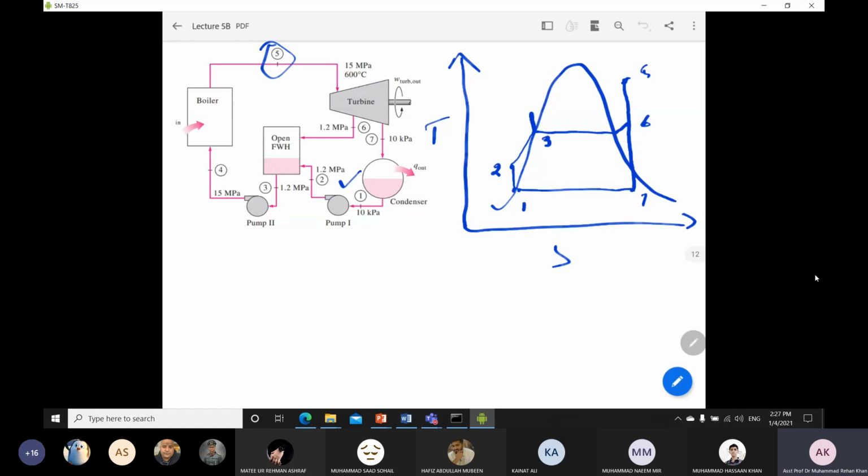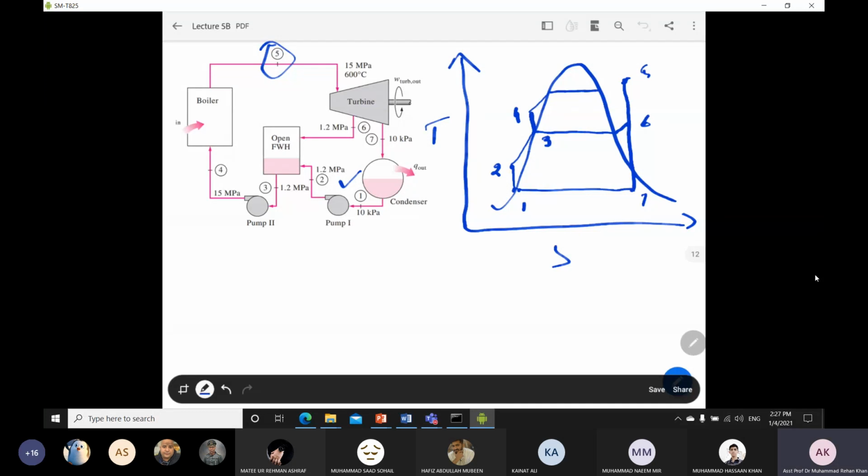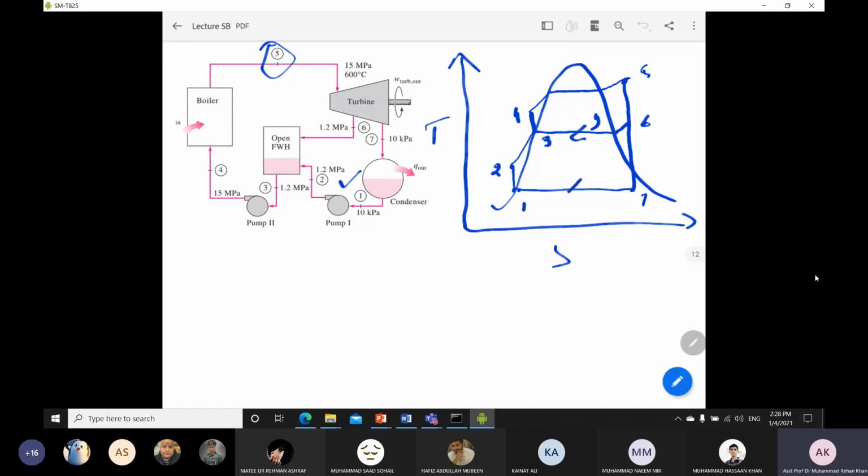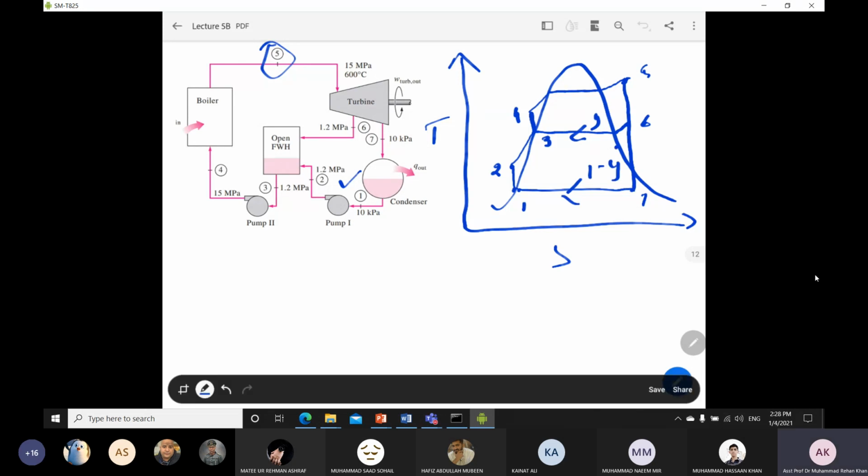You have to draw the line straight. This pressure is equal to your boiler pressure, which is your turbine inlet pressure. So P5 is equal to P4. This is your Y, and this is your 1 minus Y.